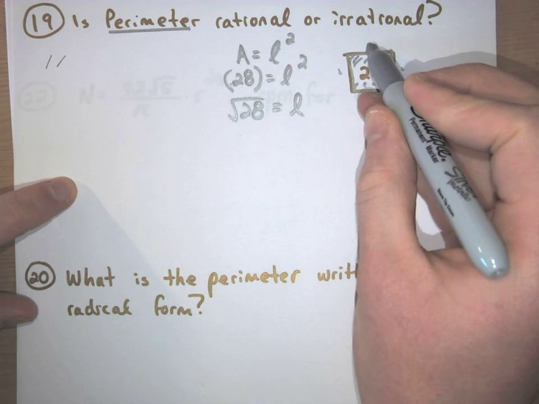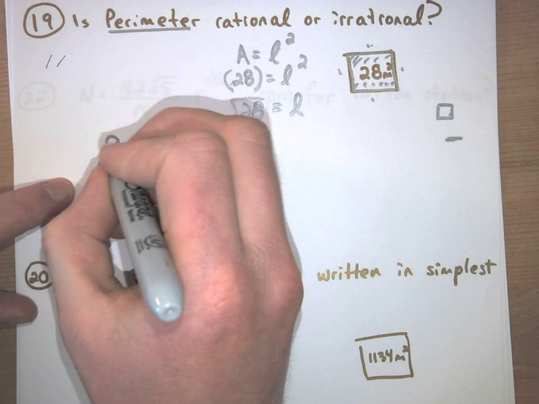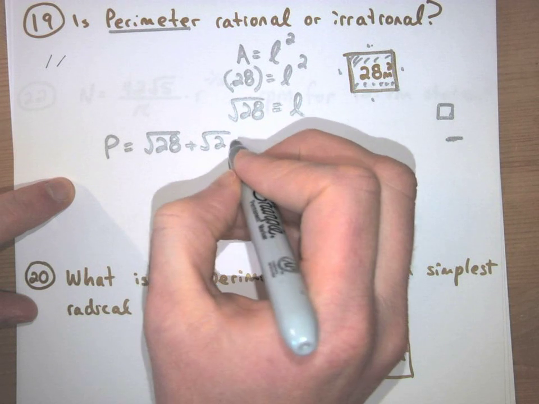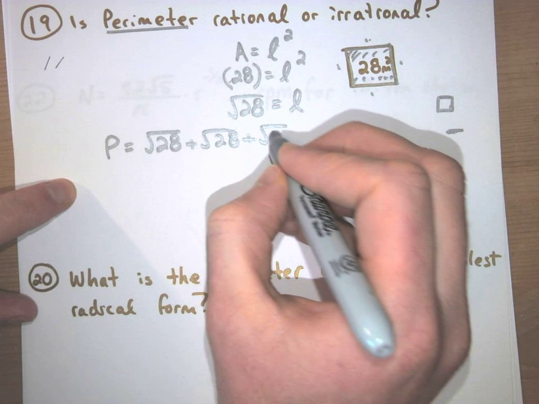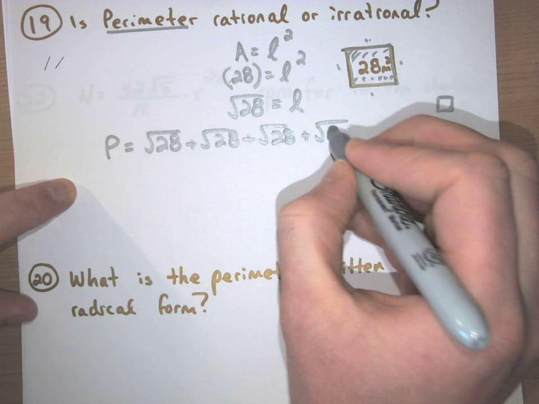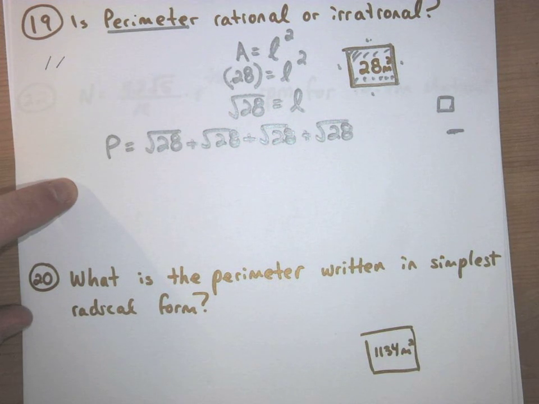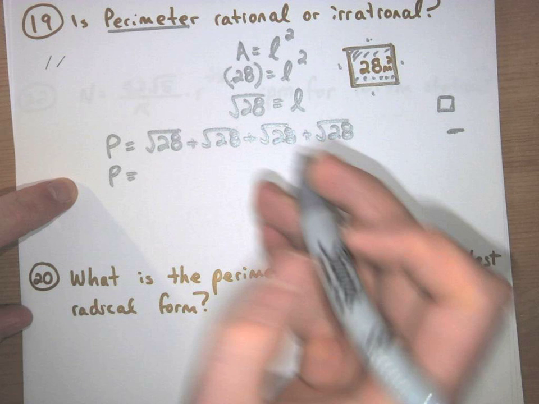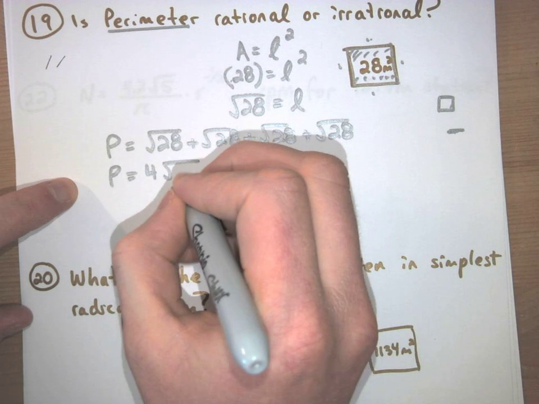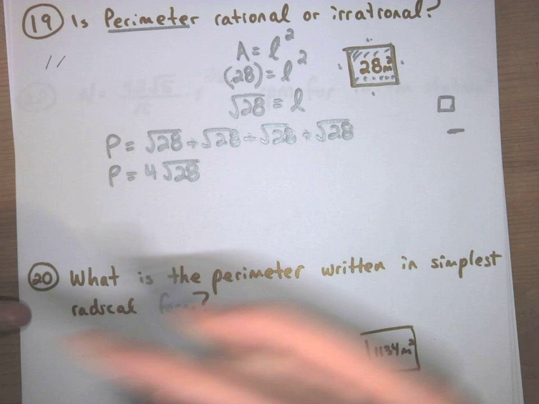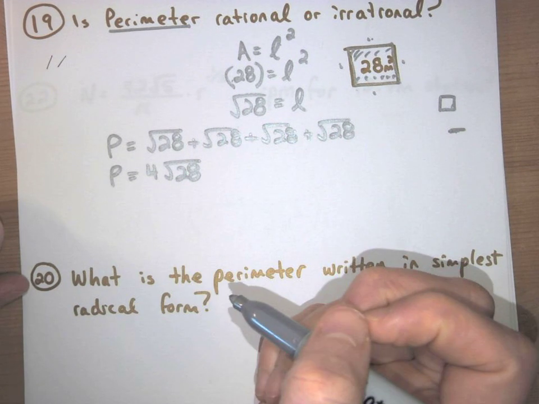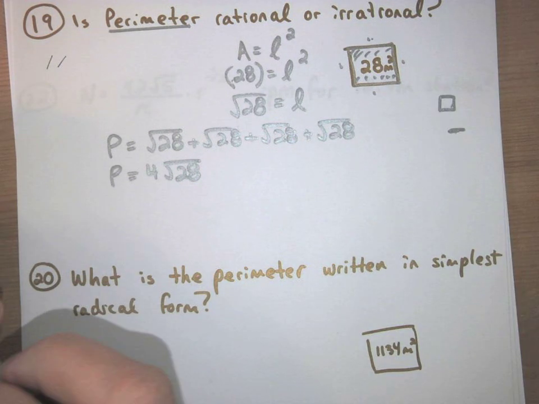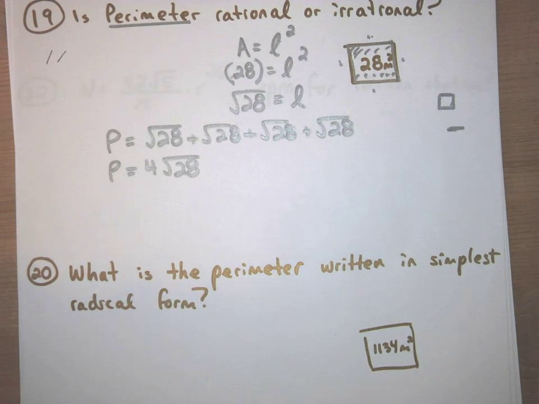If you have 4, that's the perimeter. So our perimeter is going to be root 28 plus root 28 plus root 28 plus root 28. So the 4 sides added together. Overall, we can simplify that. There's 1, 2, 3, 4 of the exact same thing, so it can be 4 times root 28. There are 4 root 28s. So that's our perimeter. But our question is, is it rational or irrational? At this point we can simplify this, but it won't help us in this question.